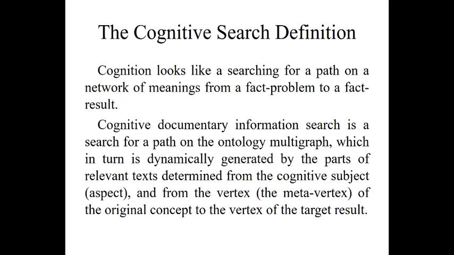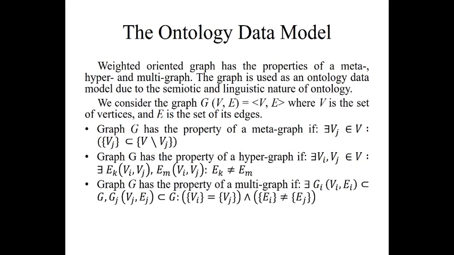In these terms, we define cognition as a searching path on a network of meanings from a fact problem to a fact result. In this way, cognitive documentary information search is a search for a path on an ontology multigraph, from the vertex of the original concept to the vertex of the target result. As an ontology data model, we use an oriented graph that has properties of a meta, hyper, and multigraph.